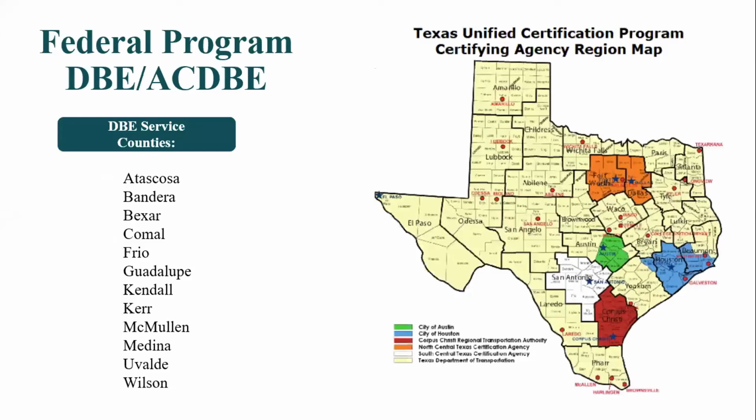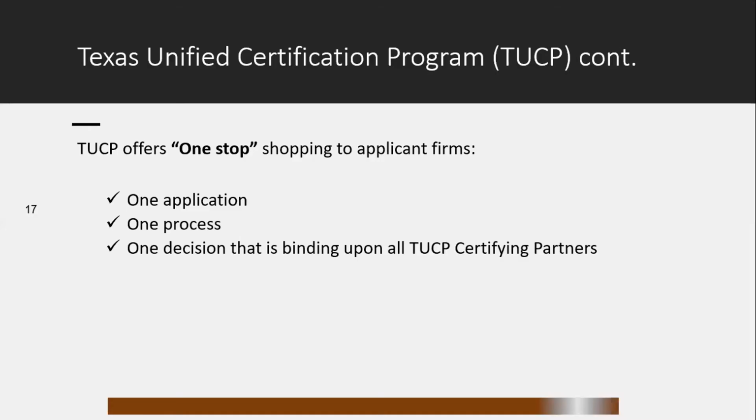For South Central Texas Regional Certification Agency, we certify the following counties: Atascosa, Bexar, Bandera, Comal, Frio, Guadalupe, Kendall, Kerr, McMullen, Medina, Uvalde, and Wilson. Texas Unified Certification Program: we are a one-stop shop to applicant firms. One application, one process, one decision that is binding upon all TUCP certifying partners.